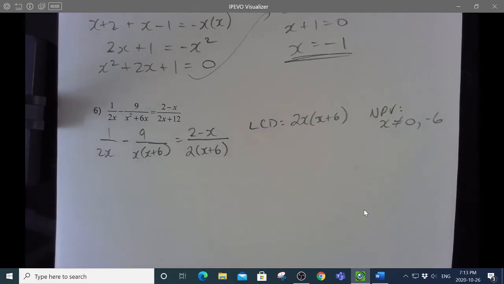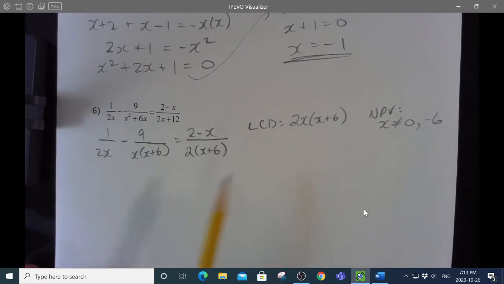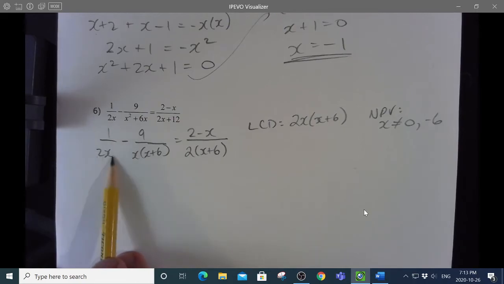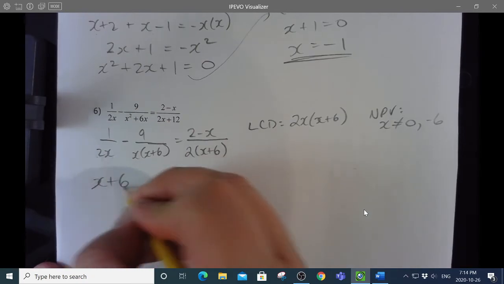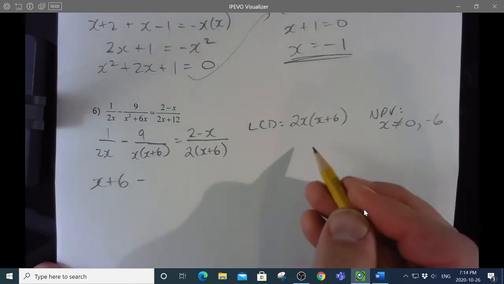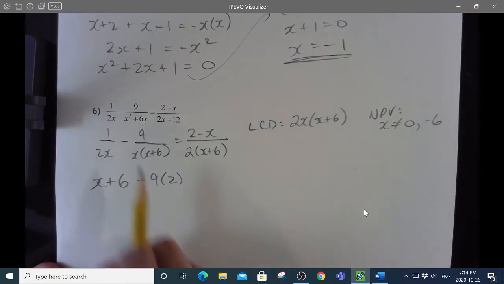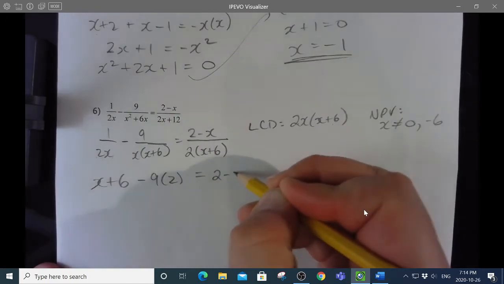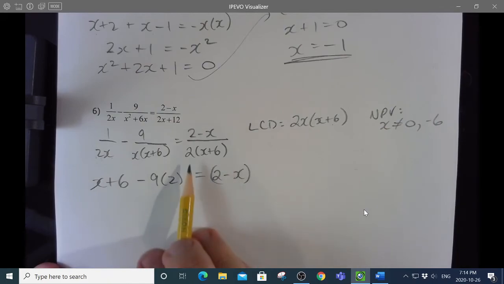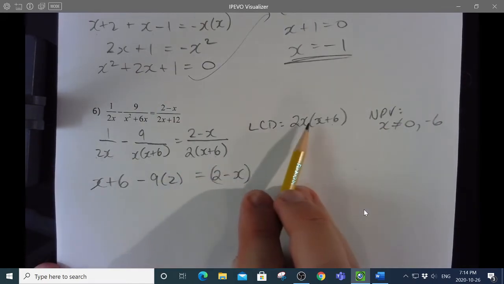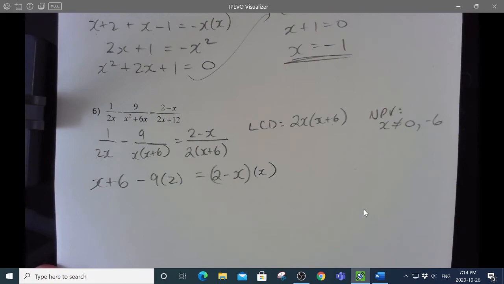All right, I'm going to sharpen the pencil for this guy. So what is this term missing from the common denominator? I'm going to multiply everything, so it's going to cancel the 2 and the x, and the part that's missing is the x plus 6, so it's going to be 1 times x plus 6 minus 9 times 2, because the x and the x plus 6 will cancel when I multiply this term by the common denominator, equals 2 minus x times, okay, so the 2's cancel, the x plus 6 cancels, but there's another x that I'm going to multiply here. And there we have it.